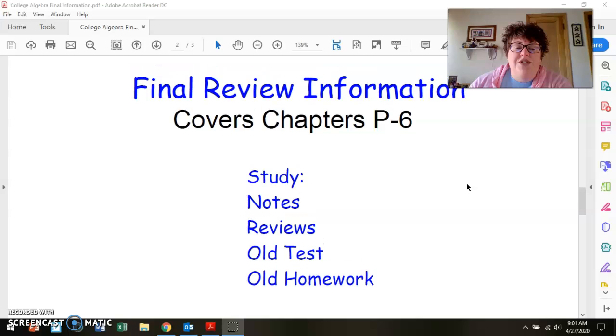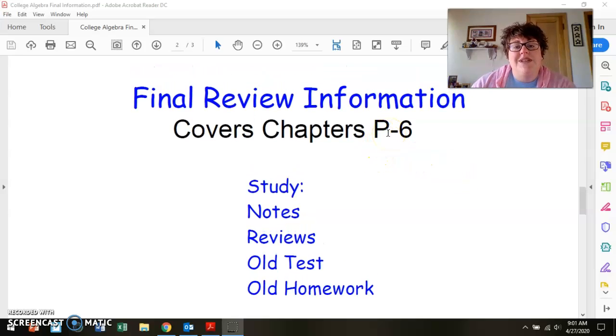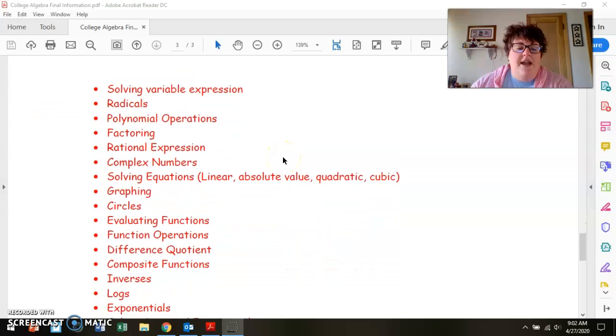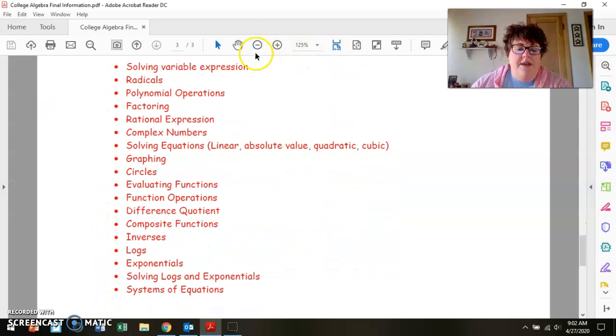Your final exam covers chapter P through 6, so it is cumulative. I do encourage you to look back at notes, reviews, old tests, old homework, anything like that. As I made the test, I went down through and made a list of things that you can expect to see on the final. It is in order of chapters.